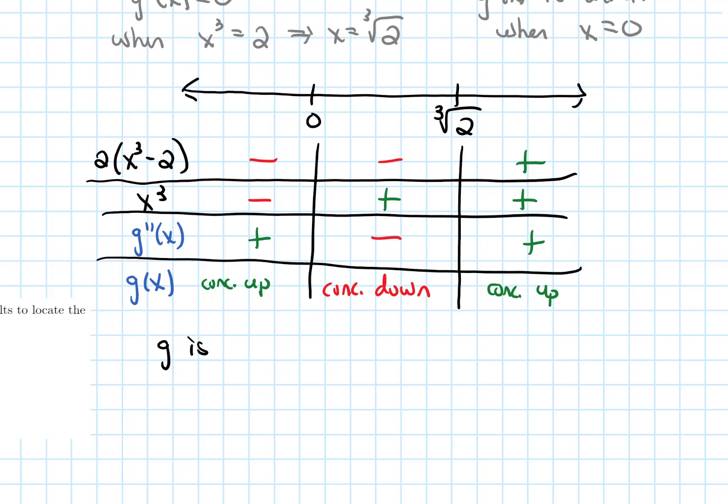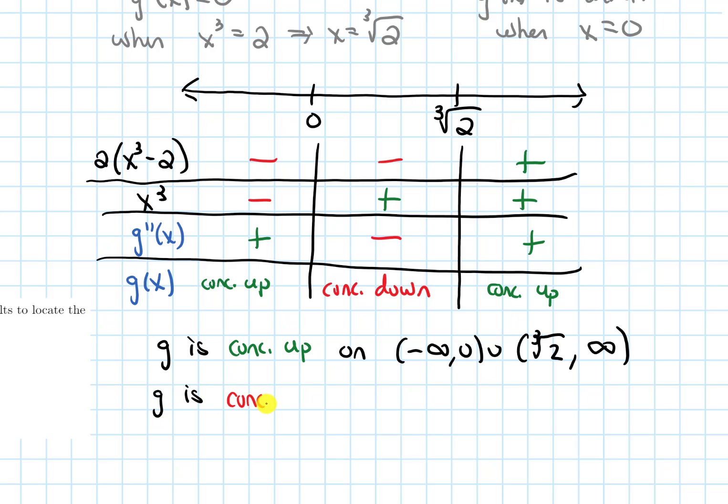So we would say g is concave up on the interval from negative infinity to 0, union the interval from the cube root of 2 on to infinity. Remember, our convention is when we write these intervals of concavity and increasing and decreasing, we'll always use open intervals. That's going to be the convention we use in our class. And then g is concave down on that middle interval, 0 to the cube root of 2.